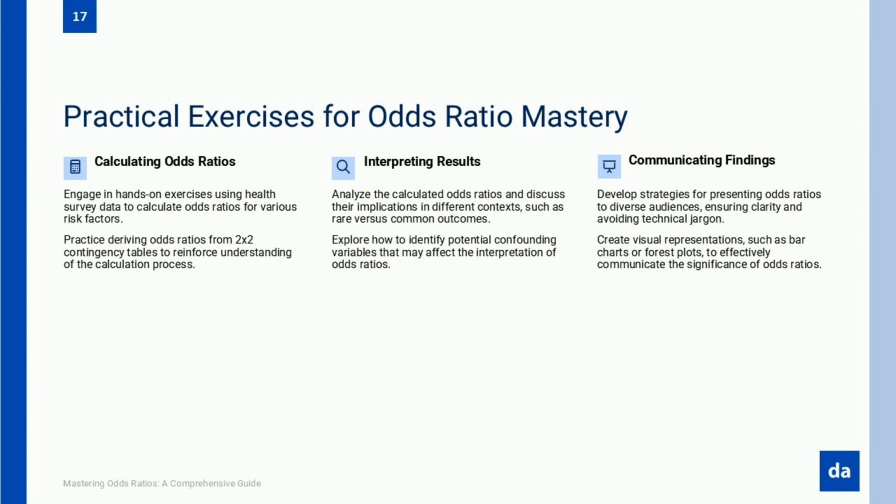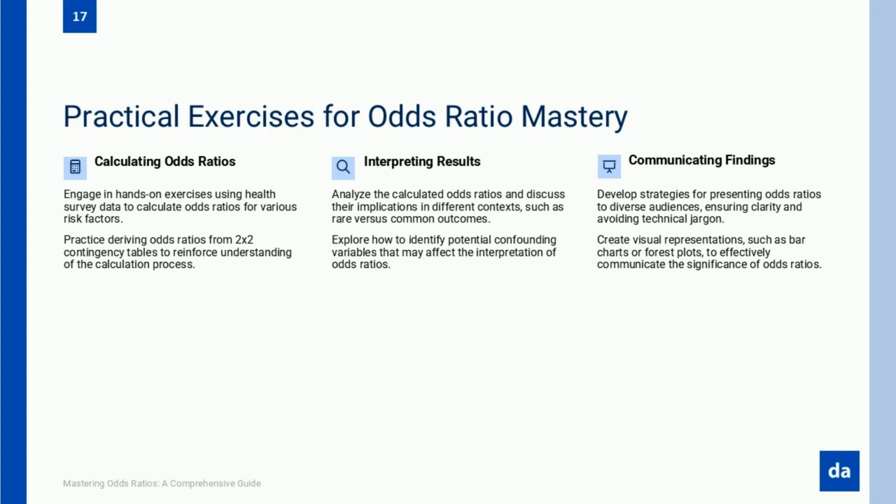As we advance, it's crucial to recognize the limitations of odds ratios and know when to employ alternative measures. Consider a scenario where you're studying a common outcome, such as the prevalence of a particular side effect in a widely used medication. How might the use of odds ratios potentially mislead in this context? And what alternative approaches could you suggest to more accurately represent the risk?